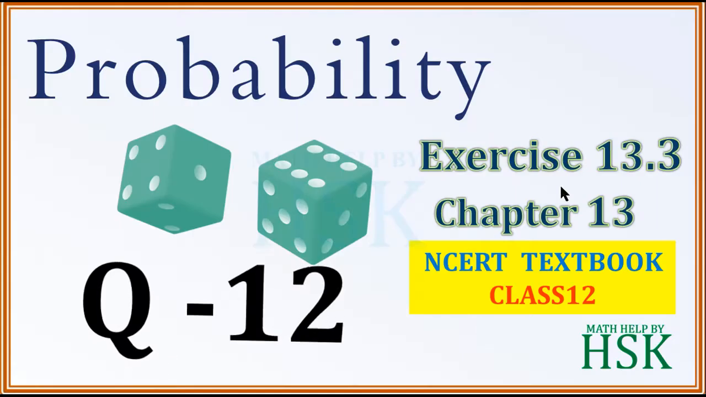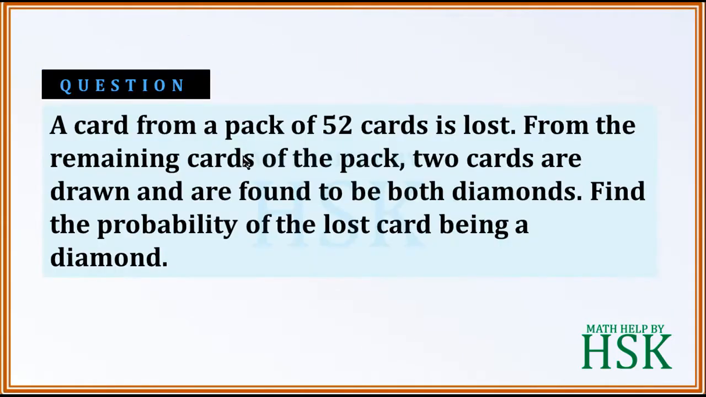Question number 12 of exercise 13.3. The question is, a card from a pack of 52 cards is lost. From the remaining cards of the pack, 2 cards are drawn and are found to be both diamonds. Find the probability of the lost card being a diamond.